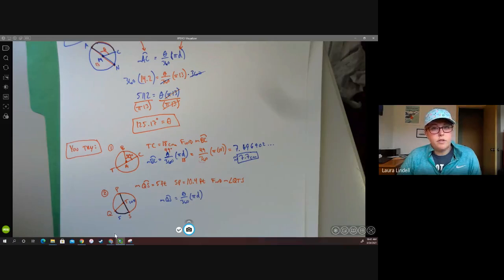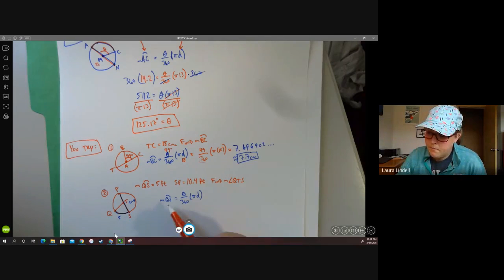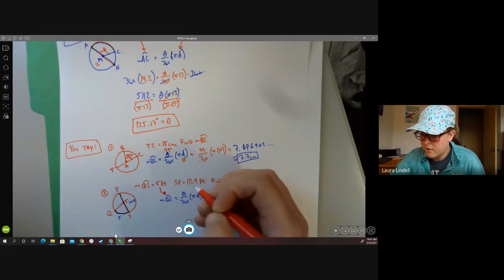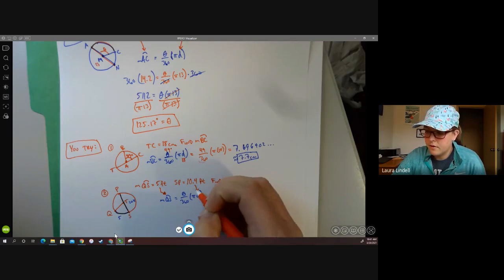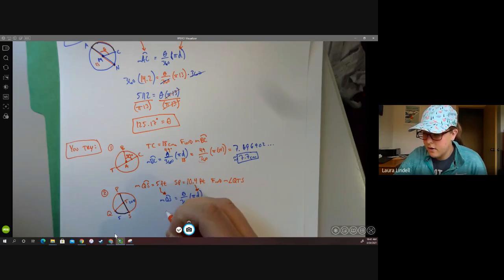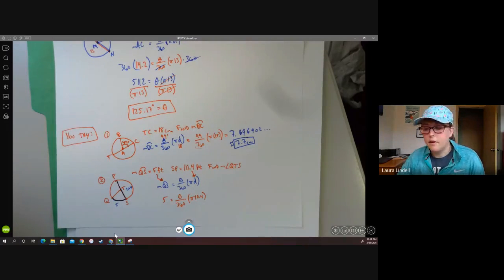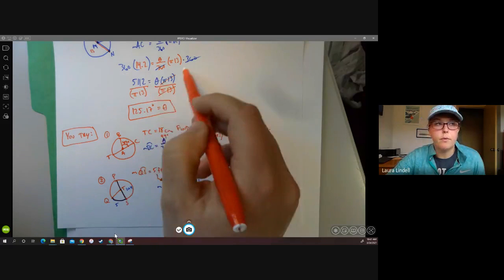All right, so the second one, we should start off with that equation. Measure of arc QS equals theta over 360 times pi times diameter. So it's the same equation idea, just plugging in things in different places. So plugging in 5 feet for the measure of arc QS, plugging in 10.4 for the diameter. And then we're solving this equation just like we solved the one up here.